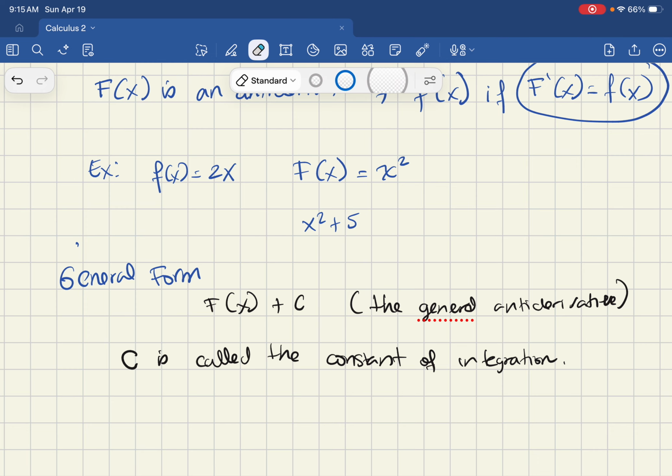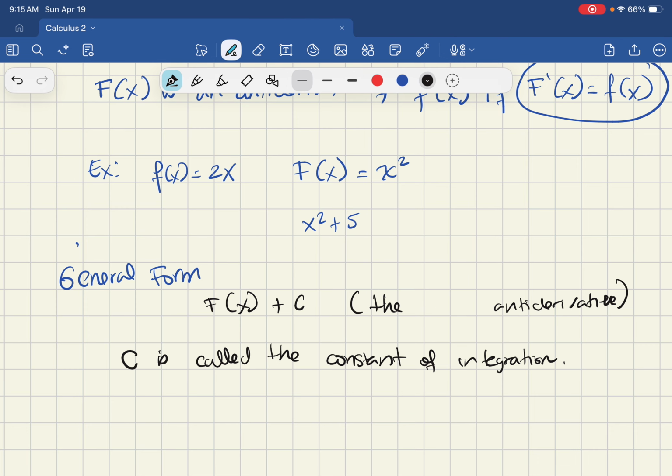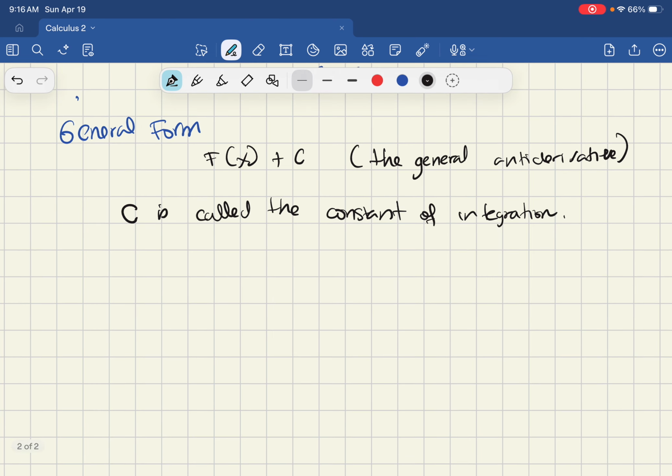The C is not optional. It represents the entire family of antiderivatives. Whenever you compute an indefinite integral, you must include the plus C at the end. Leaving it off will cost you points on the exam.